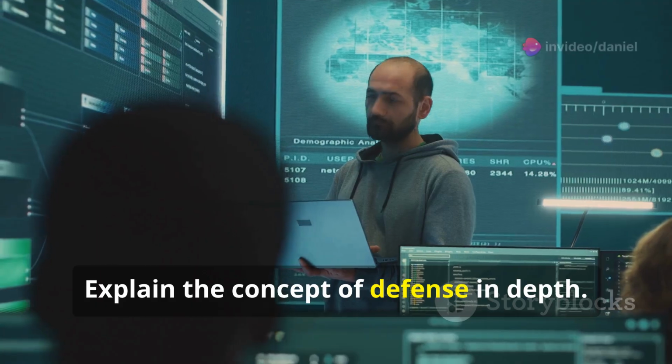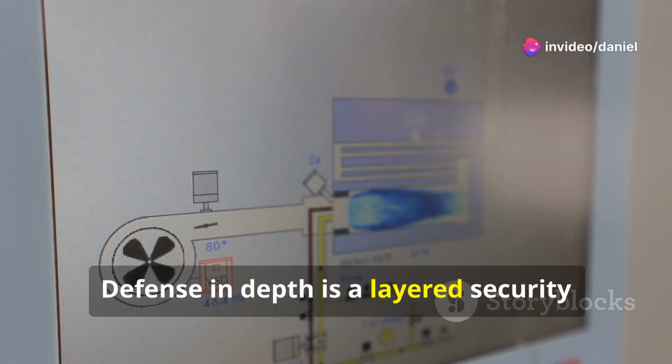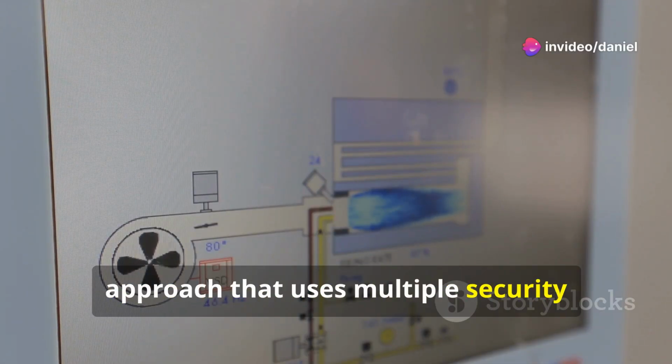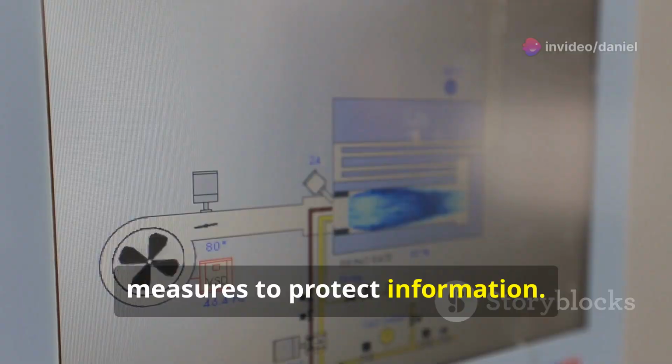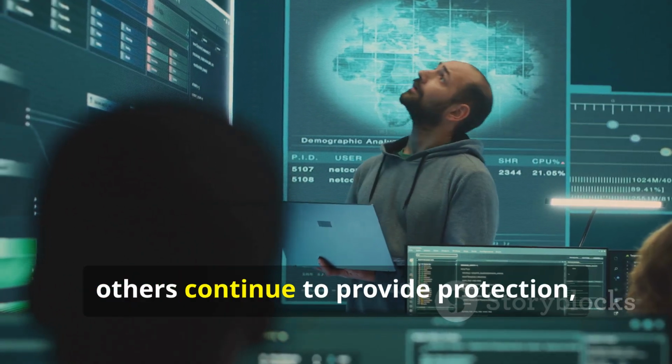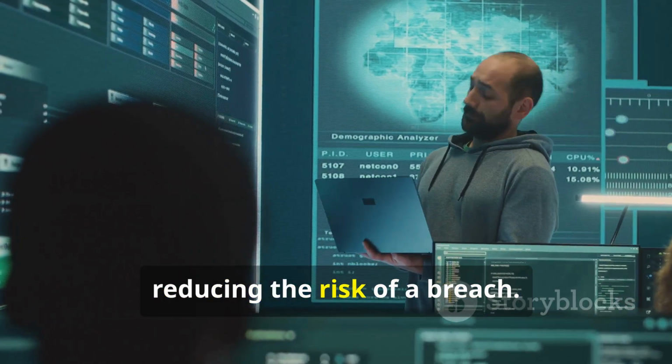Explain the concept of defense in depth. Defense in depth is a layered security approach that uses multiple security measures to protect information. If one layer fails, others continue to provide protection, reducing the risk of a breach.